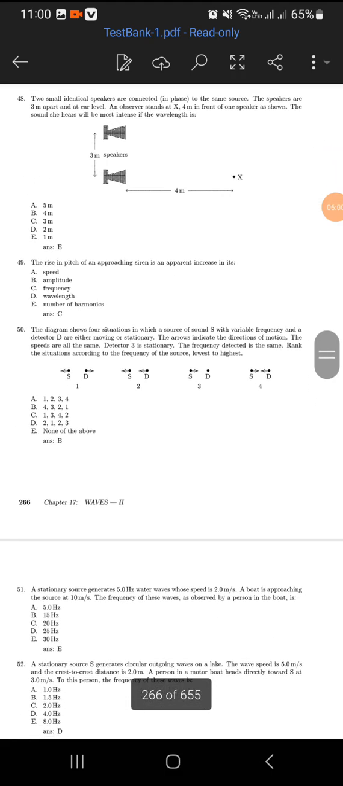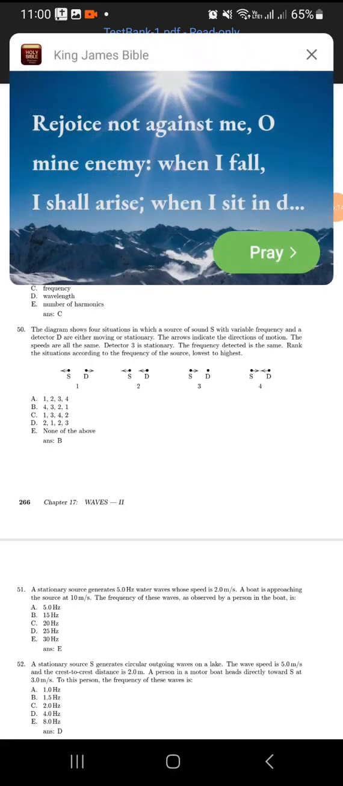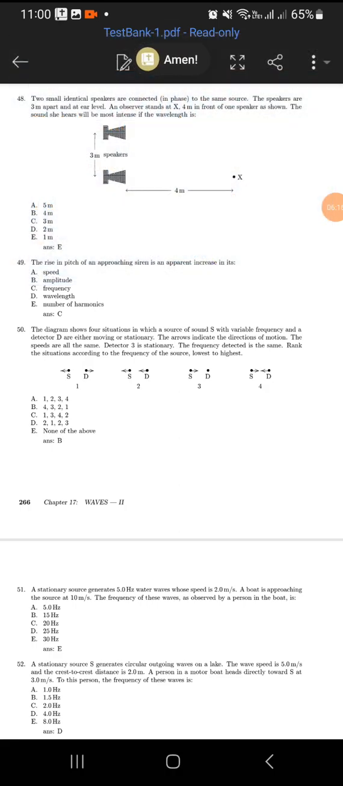So we have two small identical speakers connected to the same source. The speakers are 3 meters apart and at ear level. An observer stands at X, 4 meters in front of one speaker as shown. The sound he hears will be most intense if the wavelength is 1.